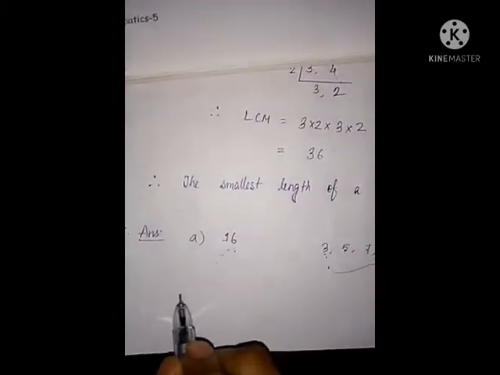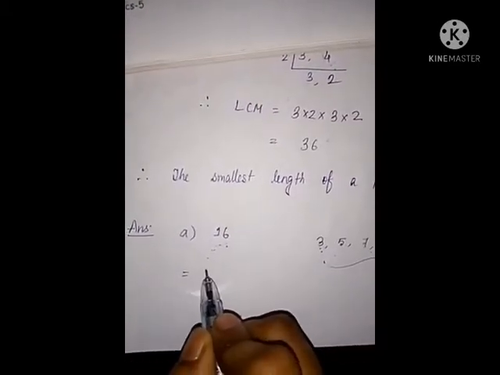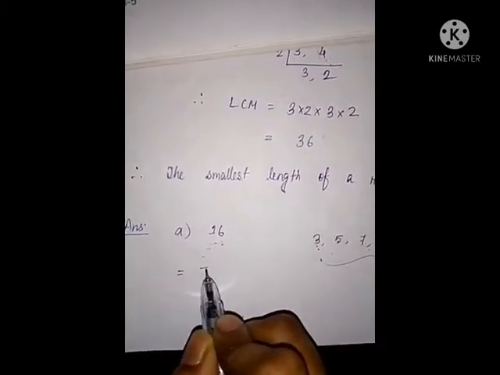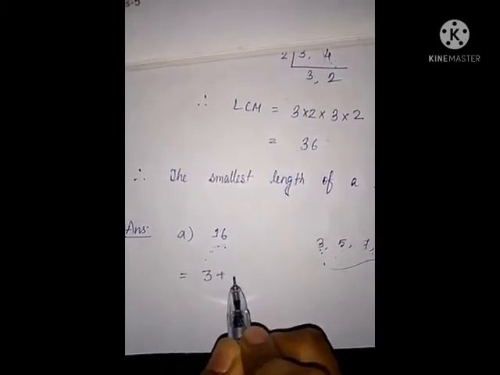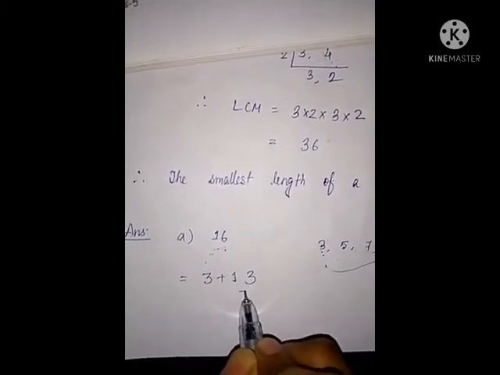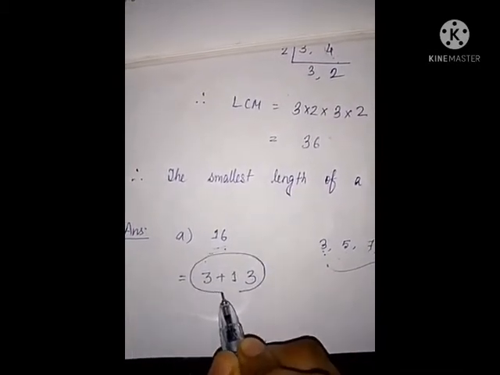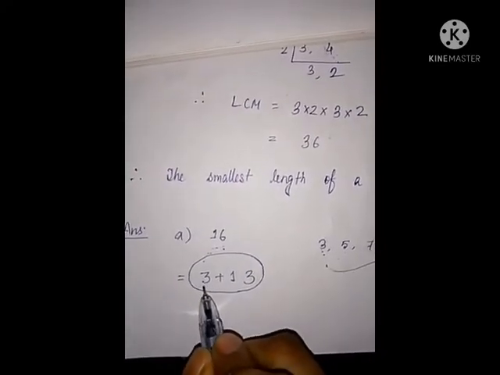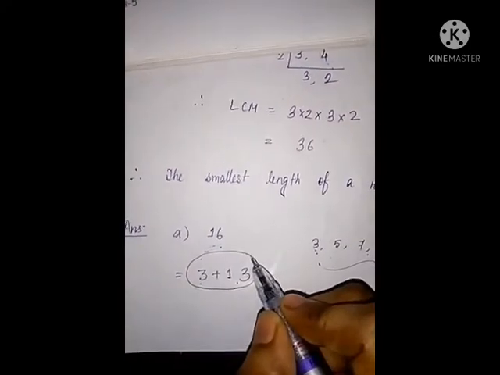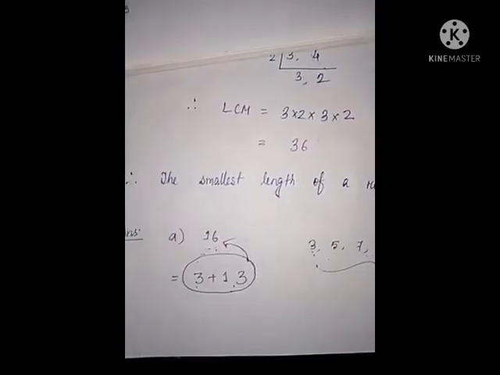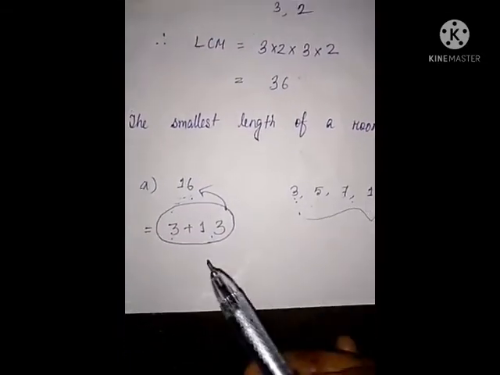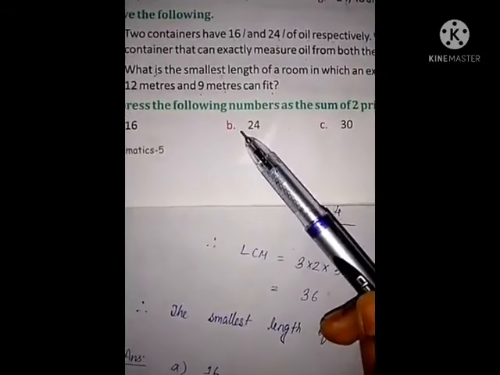Okay, so how to express it: 3 plus 13. After adding 3 with 13, we have got 16. So like this, do the other two.